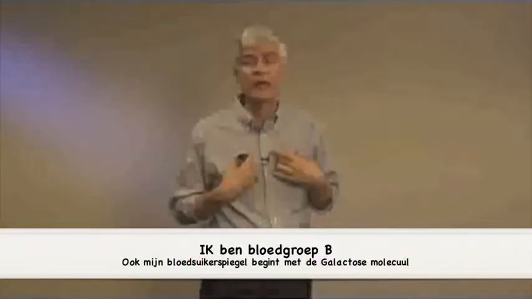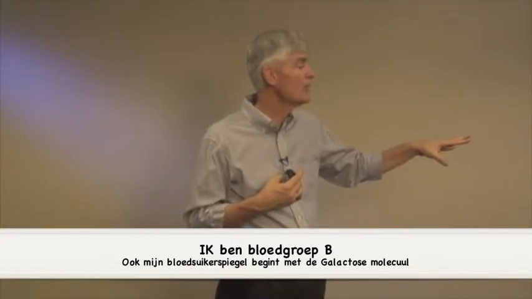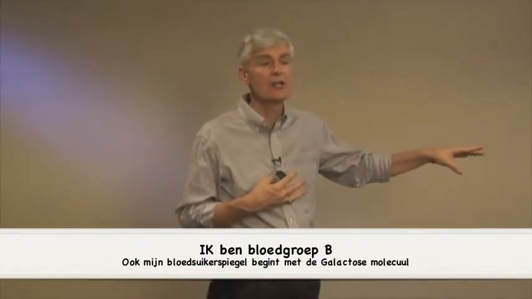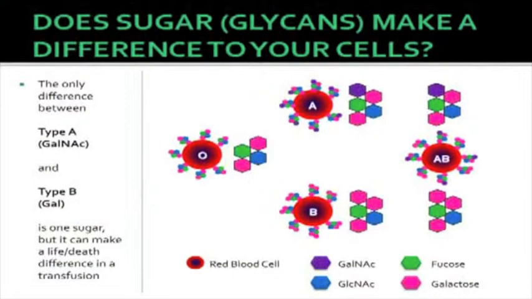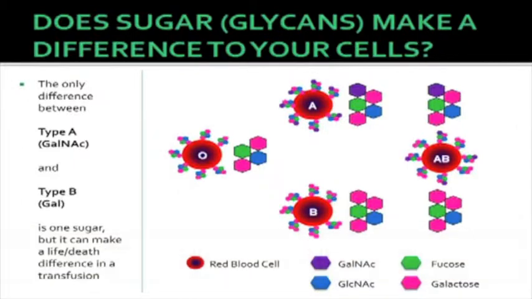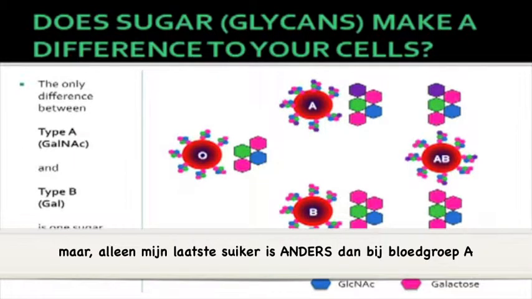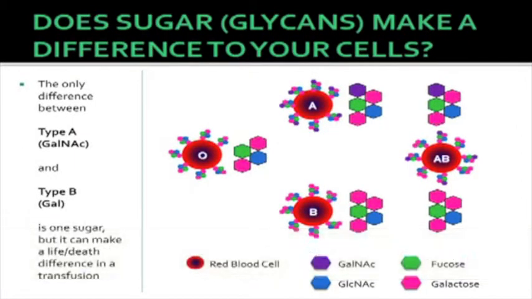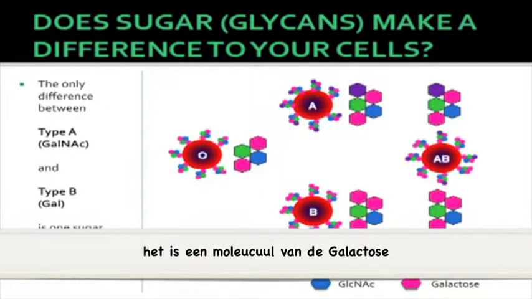I'm type B blood. If you look at my blood sugars, it also starts with a molecule of galactose at the base of the membrane. And in fact, the next 4 sugars are the same as type A. But my last sugar, the 5th sugar on the outside of the red blood cell, is different than type A. It's a molecule of galactose.